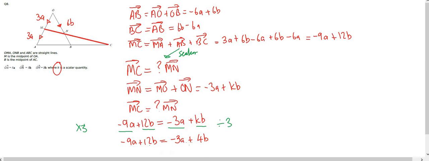Now there's basically a constant ratio between the two. This is 3 times bigger than this, and this is 3 times bigger than this. So that means that our answer is k equals 4.